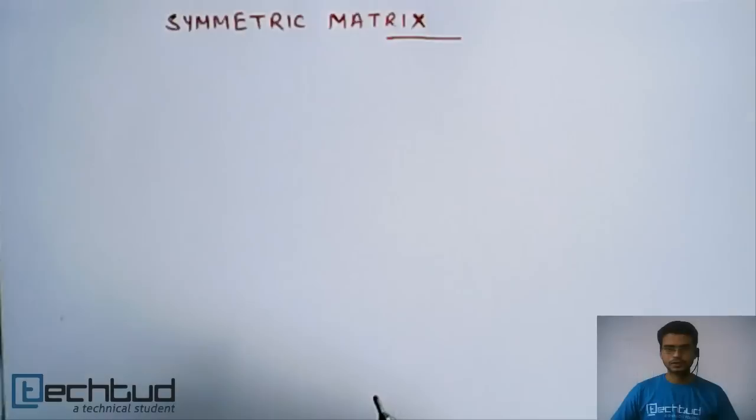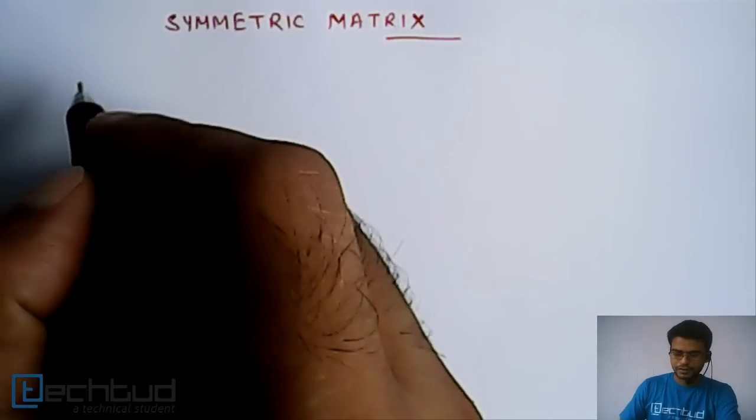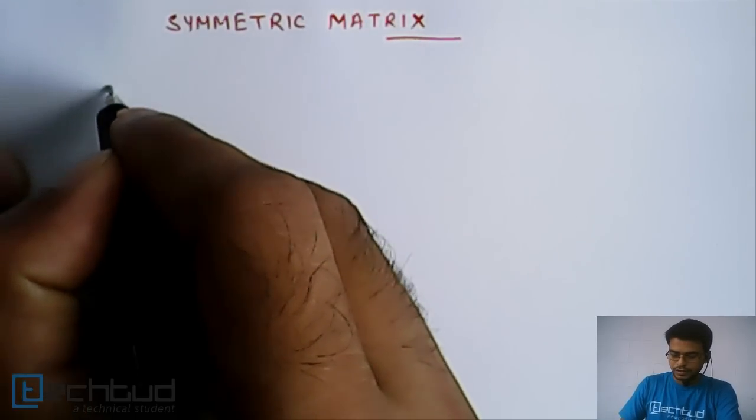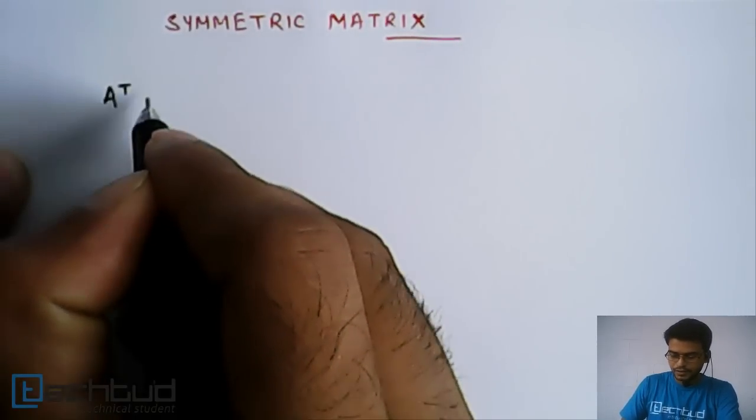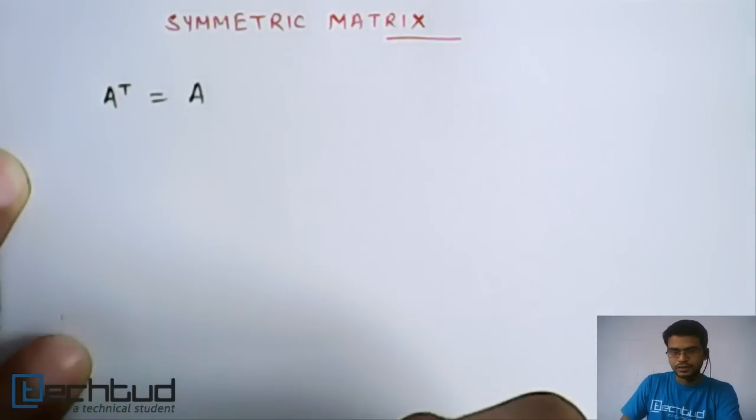In this lecture we will understand a few basic types of matrix. So let's get started. First one is symmetric matrix. A symmetric matrix is a matrix for which the transpose of the matrix is equal to the original matrix.